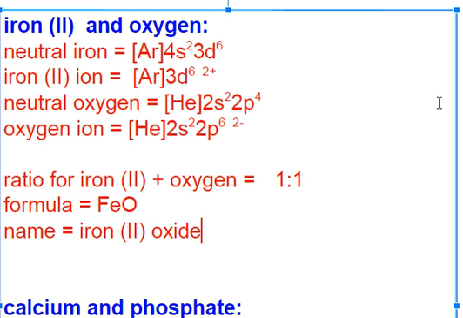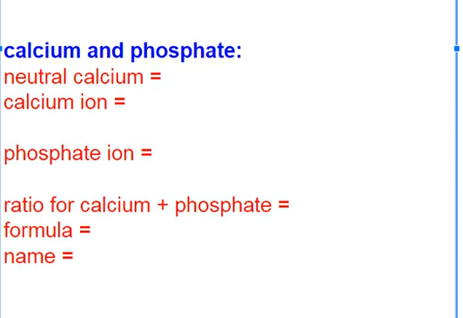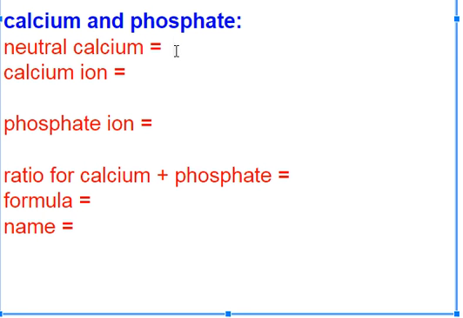So let me just clear my ink there. So calcium and phosphate. Neutral calcium is over in period 4, so its noble gas is argon, and then it's just 4s2. So what's calcium going to do to get stable? Lose those 2, so it's just going to be argon. The 2+ charge, it's going to lose those 4s2 electrons.